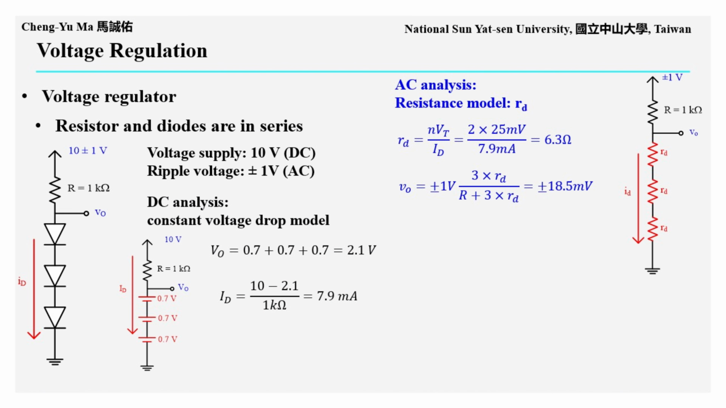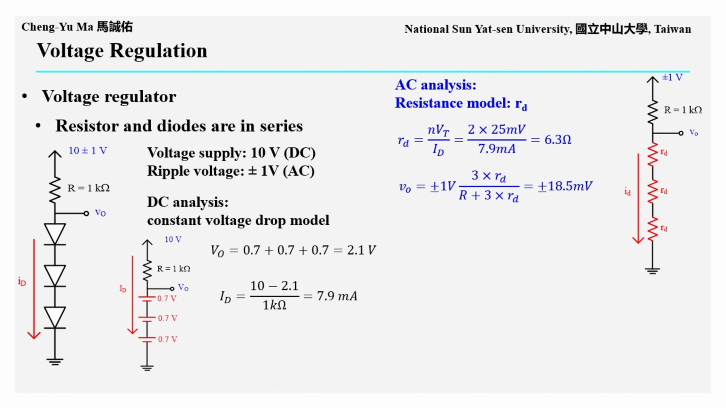Next, we move to the AC small signal analysis. Each diode can be modeled as an equivalent resistance, RD. Here, RD equals N times VT divided by the DC diode current ID. Substituting the numbers, RD equals 2 times 25 millivolts divided by 7.9 milliamps, which is about 6.3 ohms.